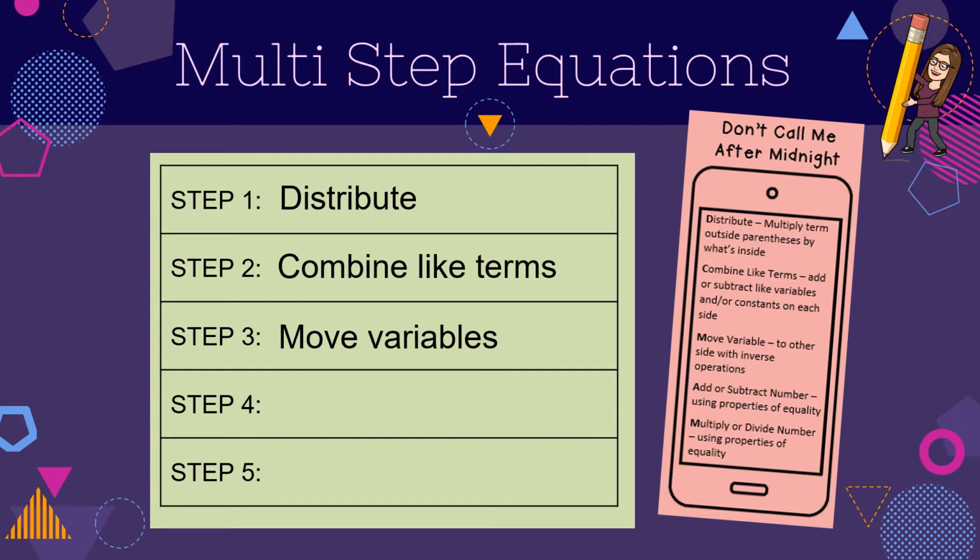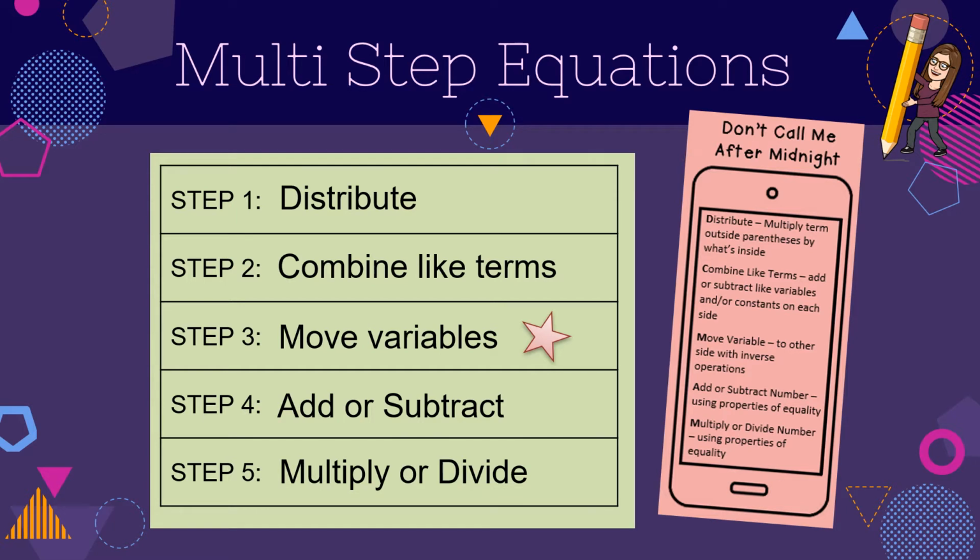Step 3, we'll work on this in the future, but we're going to move variables. Step 4 and 5, you already know what to do. We're going to add or subtract a constant to the other side. And step 5, you're going to multiply or divide. Specifically today, I put a star by step 3 because we're not going to do that today. We will in the future. So step 4 and 5 are old news. Step 1 and 2 are what's new today.